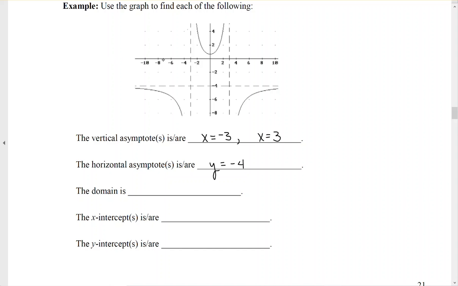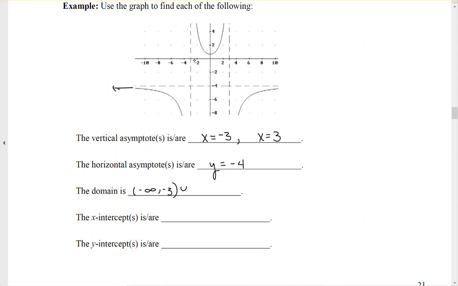The domain goes from left to right. So starting out here at -infinity, I have part of my picture going off in that direction. So the domain starts at -infinity, and then comes right up to your vertical asymptote here at -3. Notice it doesn't touch the vertical asymptote, nor does it cross it, so we're going to use a parenthesis there.